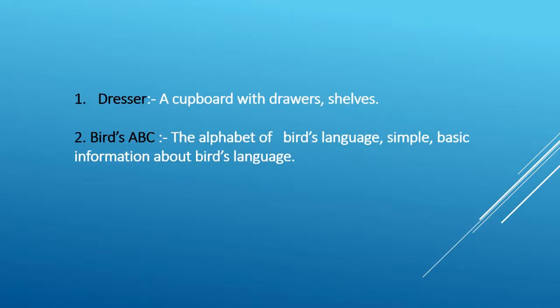Difficult words are dresser. Dresser means a cupboard with drawers or shelves. The second word is bird's ABC, which means the alphabet of bird's language, simple, basic information about bird's language.